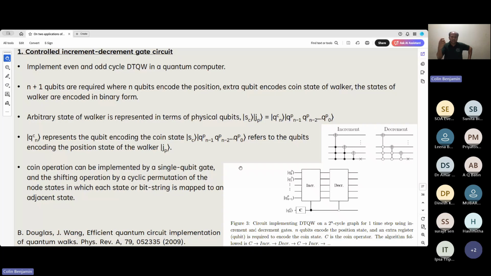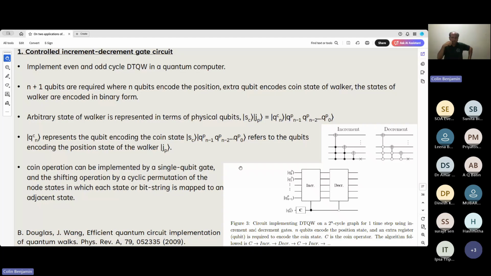But for the shift, which is the position, you have to encode it in that many more qubits. If it's for a 4 cycle, you need just 2 qubits, because 0 0, 0 1, 1 0, and 1 1 are the 4 states of the 2 qubits, and they can be easily mapped to the 4 sides of your cycle. So you need for a 4 cycle basically 1 qubit for the coin and 2 qubits for the position, and with that your job is secure.